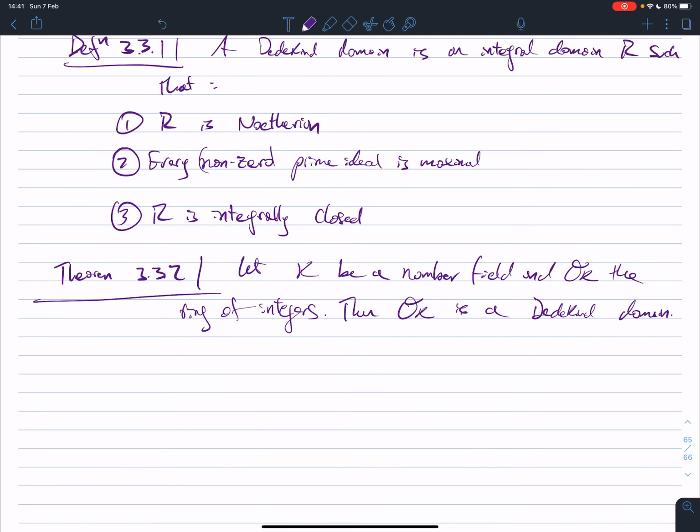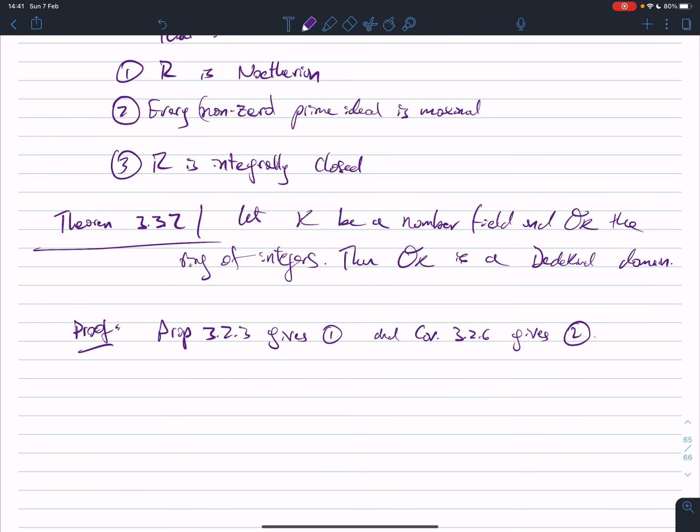Okay, let's prove this. Proof. So let me just give the references. Proposition 3.2.3 gives the first one, and corollary 3.2.6 gives the second one. So all we need to check is that O_K is integrally closed. So I'm going to prove this.